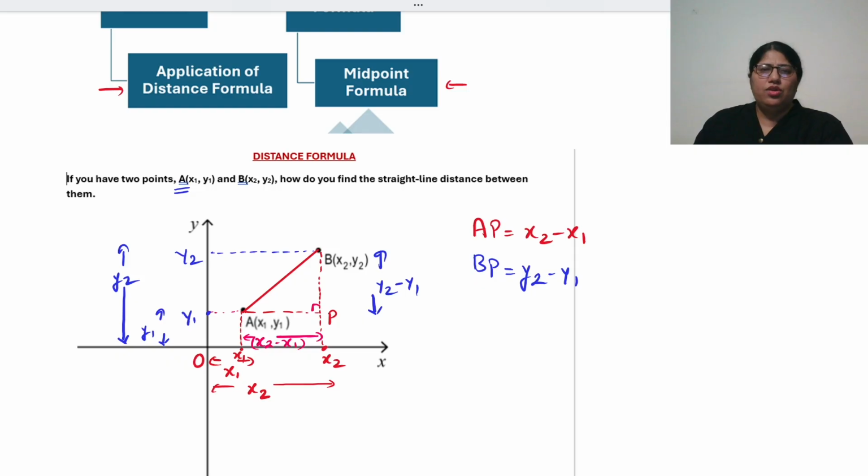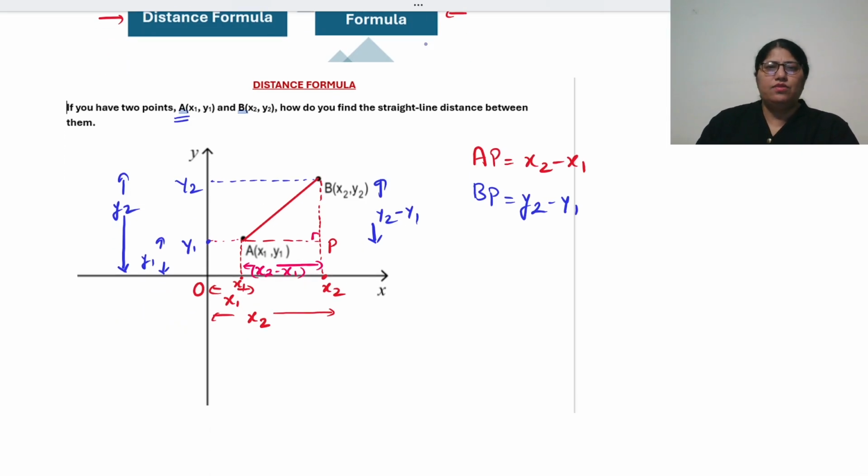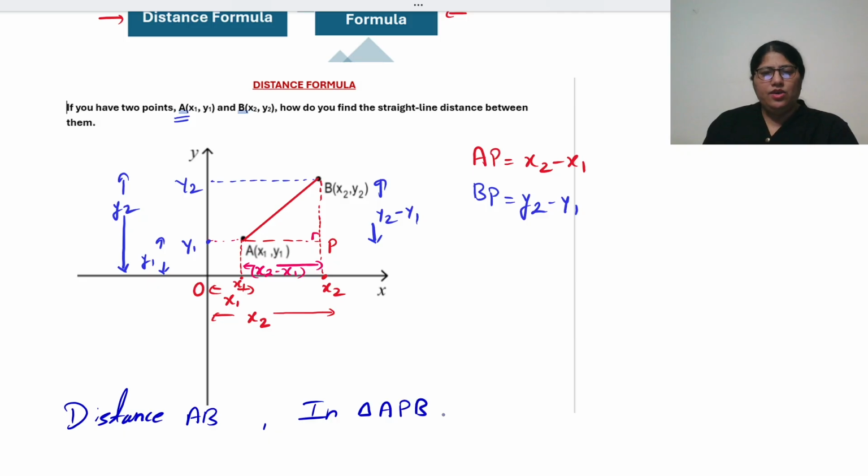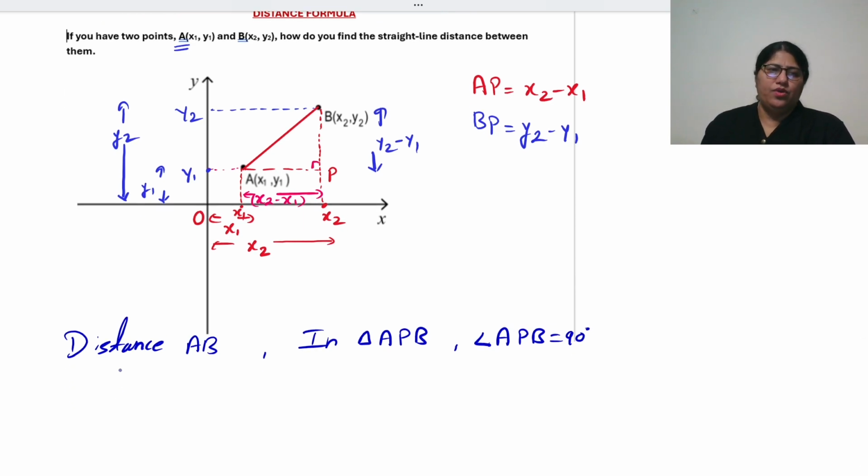Now using Pythagoras theorem, if I need to find the distance formula, the distance between A and B, right? Distance AB. So in triangle APB, because it's a right triangle, angle APB is 90 degrees. Wherever you see 90 degrees, you can use Pythagoras theorem. So what can I write here? The side opposite to 90 degrees is always the hypotenuse. So what is my hypotenuse here? AB. So can I take here AB square is equal to AP square plus BP square, right?